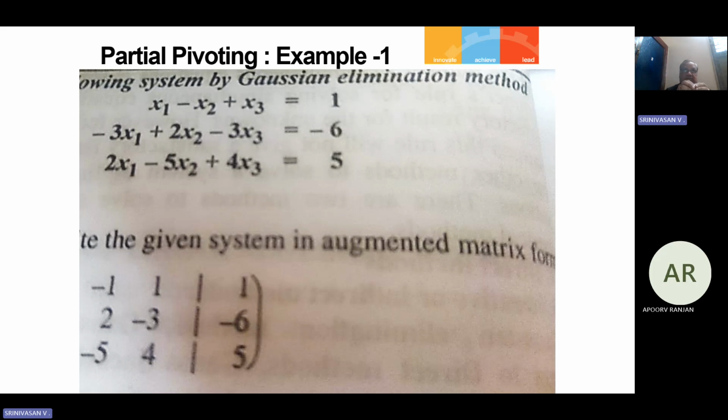But for the partial pivoting technique, if you are asked to solve the system of equations by Gaussian elimination, partial pivoting method, then you need to look for the largest element of the first column. If it is not readily available in the first column in the question itself, then you have to interchange the rows. Then you have to go about as before. Okay, right. Now you take the augmented matrix. You are given a system of linear equations, three equations in three unknowns as usual. Now write the given system in augmented matrix form.